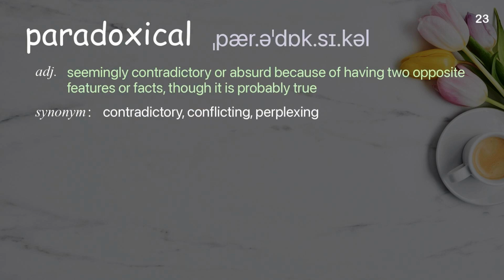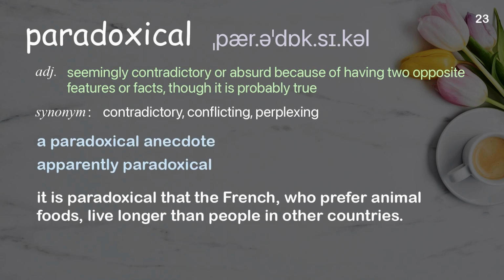Paradoxical. Seemingly contradictory or absurd because of having two opposite features or facts, though it is probably true. Examples: A paradoxical anecdote. Apparently paradoxical. It is paradoxical that the French, who prefer animal foods, live longer than people in other countries.